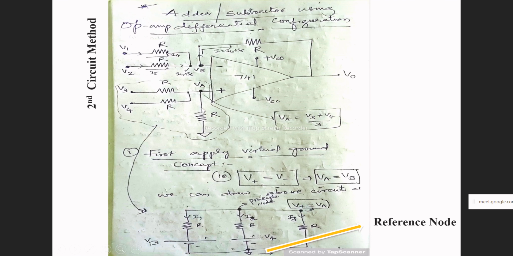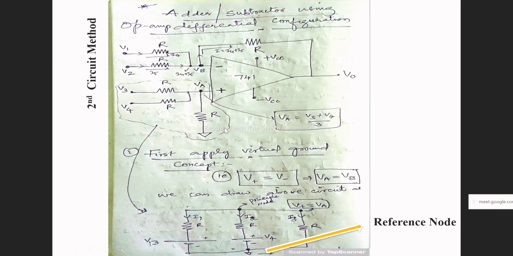Now we will simplify the circuit. When you simplify, you will get VA equal to V3 plus V4 upon 3. Now we have found the value of VA. The value of VA is V3 plus V4 upon 3. This is my voltage at node A.